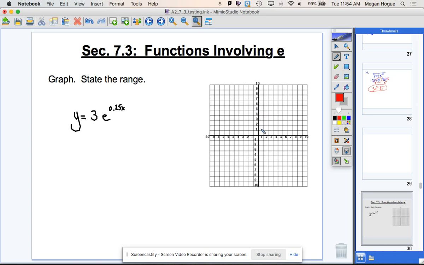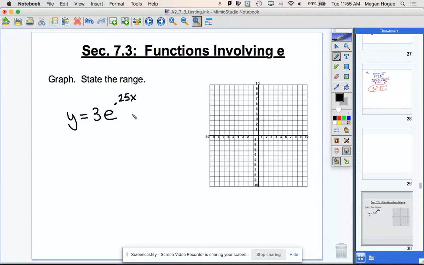So we're going to jump right into graphing. Oh, that's a little blurry, so I'm going to rewrite it. We're going to graph y equals 3e, and the exponent is 0.25x. And so all of these today, they're going to have a base of e.